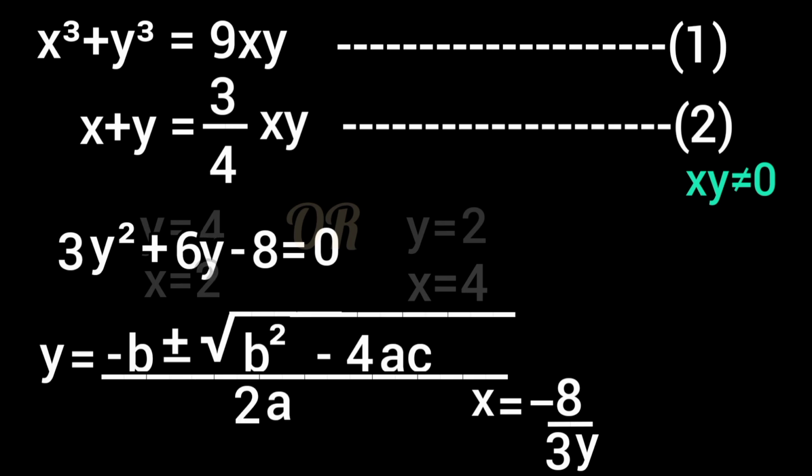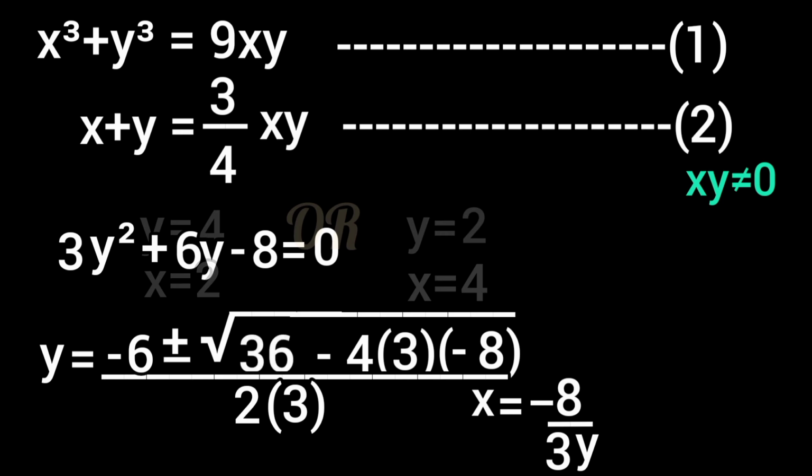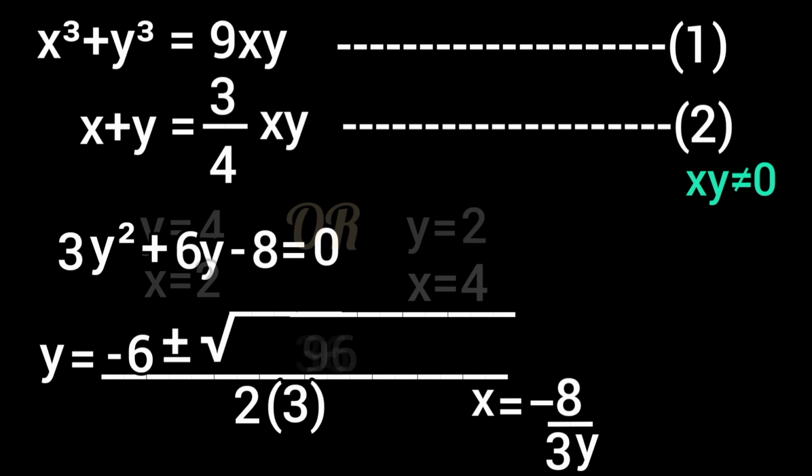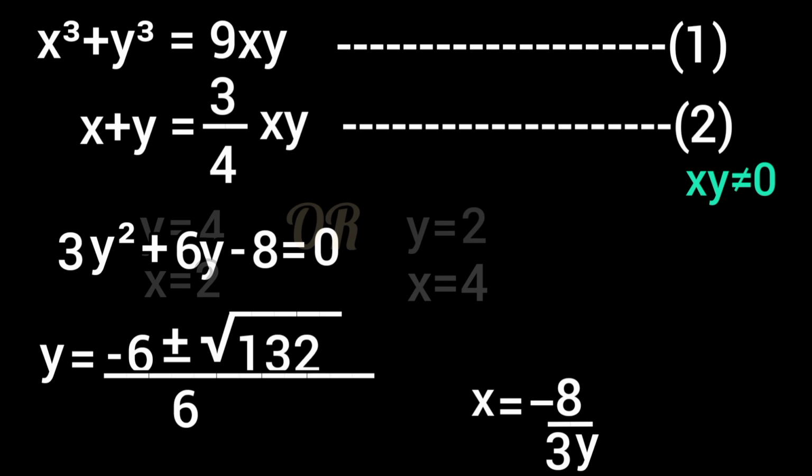We can use the quadratic formula again to solve for y. 6 squared is 36, 4 times 3 is 12, and 12 times minus 8 is minus 96. Minus times minus is plus, and 36 plus 96 is 132, and finally 2 times 3 is 6. You can leave it like this or write it in decimal form, or you can even choose to simplify further, because the square root of 132 can be simplified to 2 root 33.